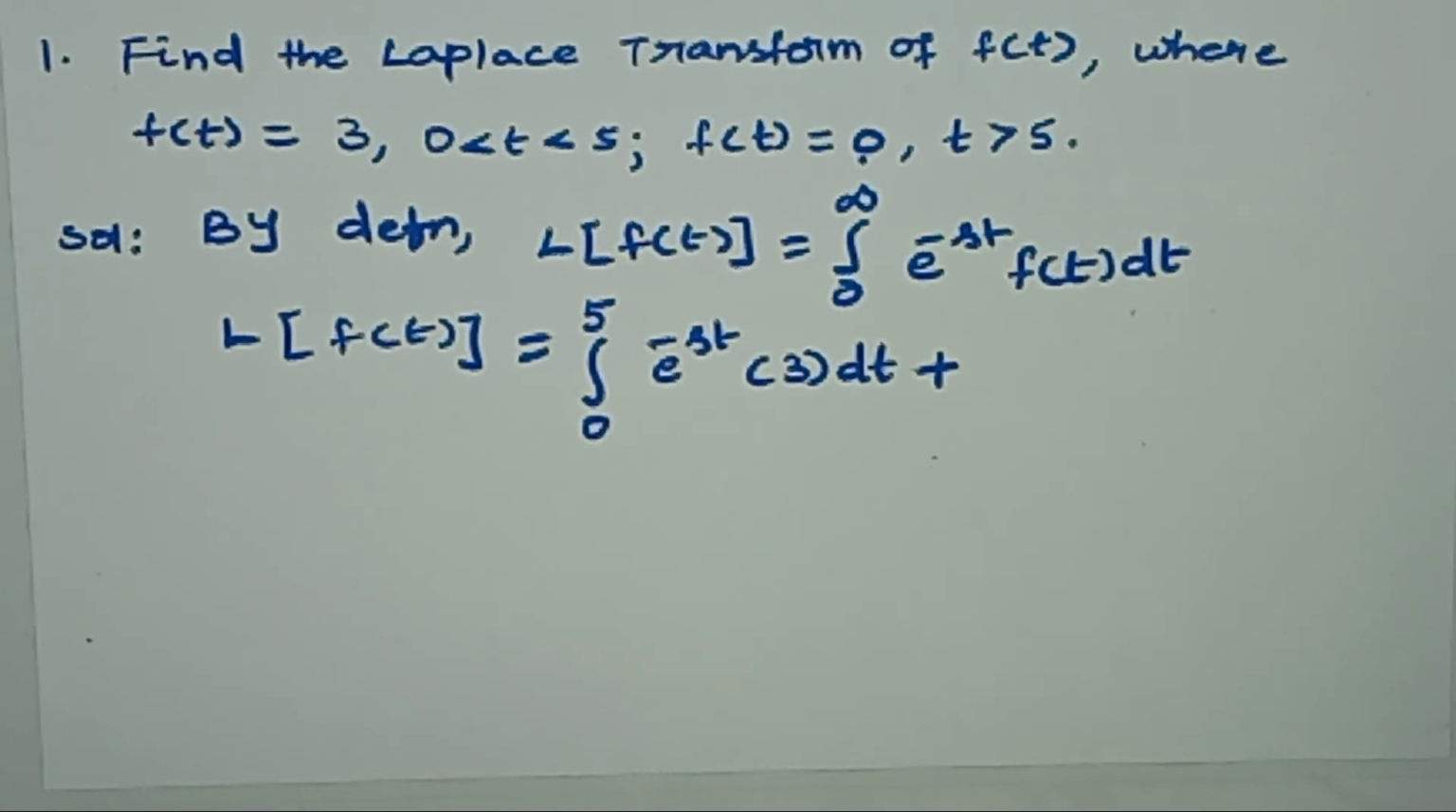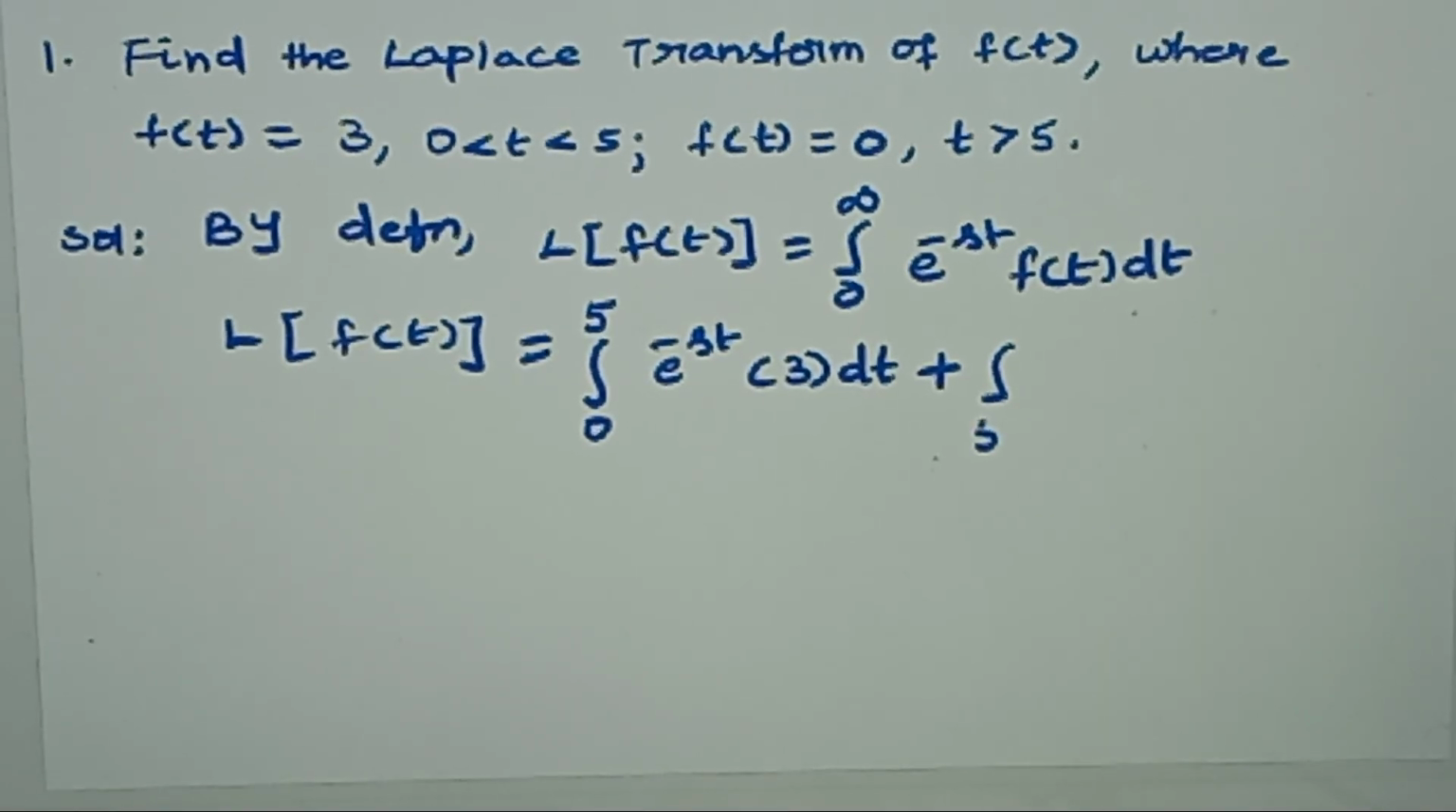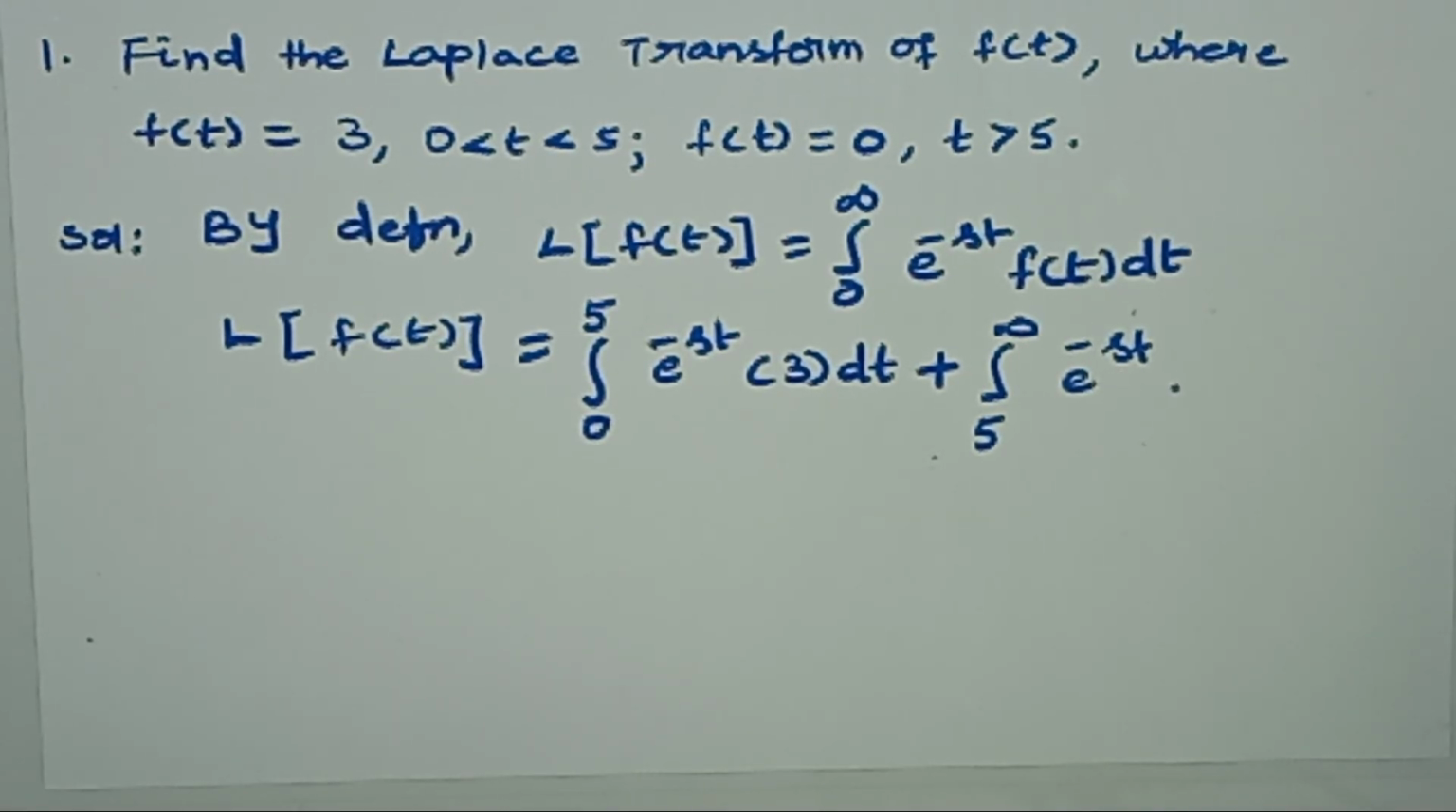plus, second function क्या दिया है? f of t is given as 0, t is greater than 5. t greater than 5 का मीनिंग क्या है? Integral, the limit values will be 5 to infinity, write e raised to minus st as it is and function of t के जगह 0 पुट करके dt डालना है.